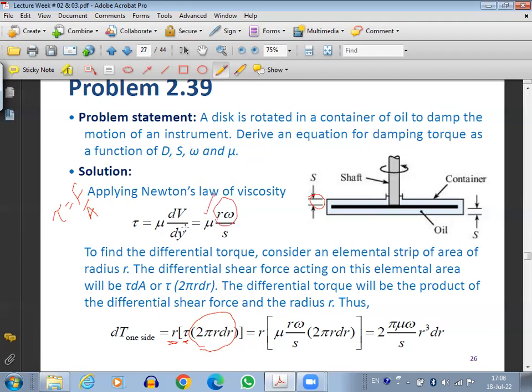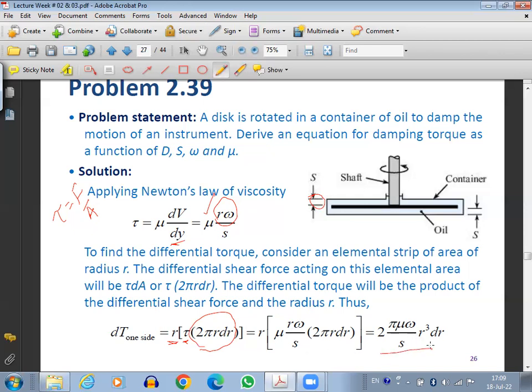Now can somebody tell me, do you understand how v equals r omega? Have you ever read this formula before? I think you've lost it. This is basically something you studied in dynamics. What's the relationship between angular velocity and linear velocity? Linear velocity is equal to radius times angular velocity. So it's r omega divided by s, where s is dy here, which is the thickness of the oil. So just substitute the values here.